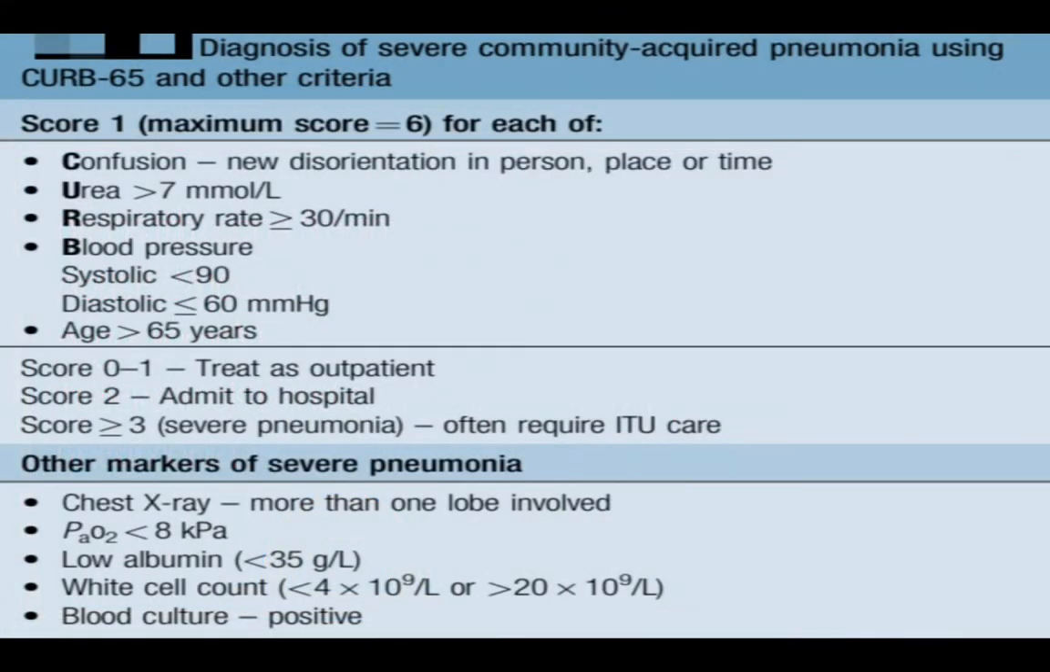In this table, you can see the diagnosis of severe community-acquired pneumonia using CURB 65 and other criteria. CURB stands for confusion, urea, respiratory rate, and blood pressure. And the minimum score is 1, and the maximum score is 6 for each of it.